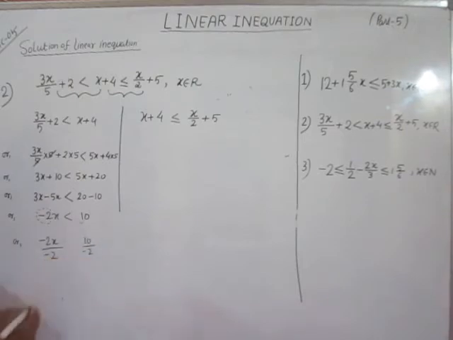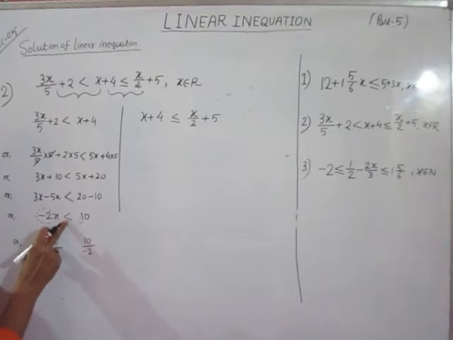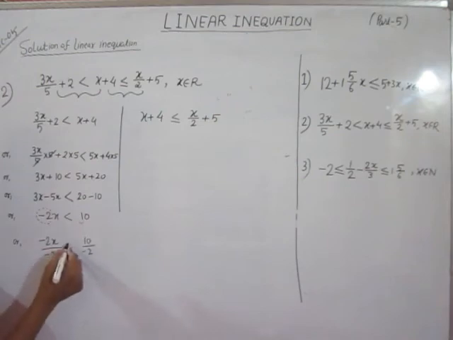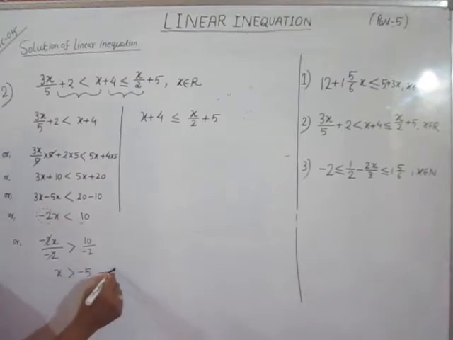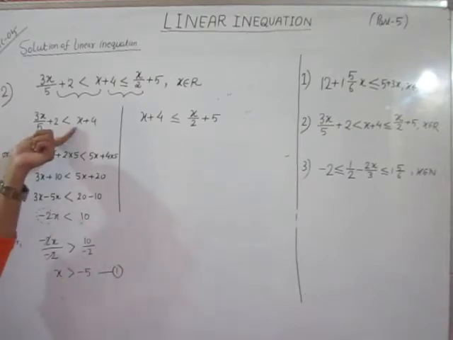Now what is the rule? If both sides of an inequality are divided by the same negative number, then the sign of the inequality reverses. So here it is less than, and after dividing by minus 2, the sign of the inequality becomes greater than. Now this step is important, you have to be very careful at this step. Now this minus 2 cancels. So here we are getting x greater than minus 5. So this is the solution of this left part.